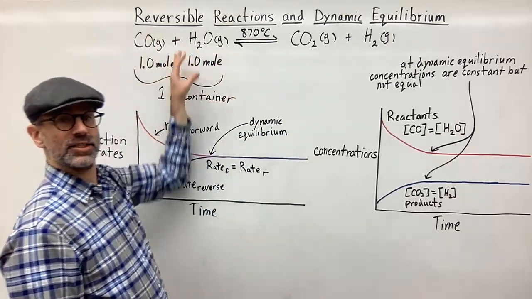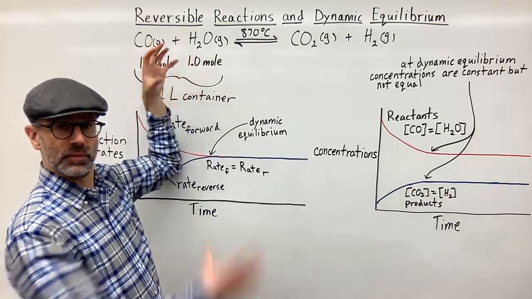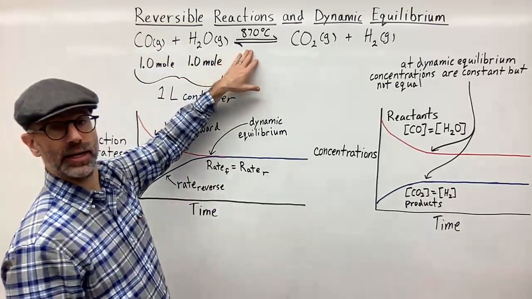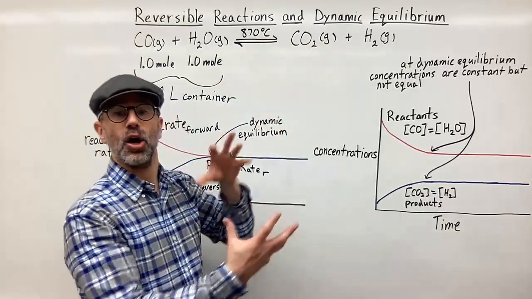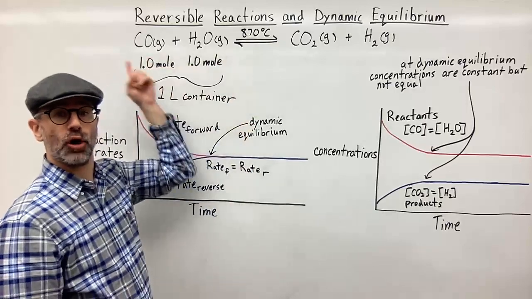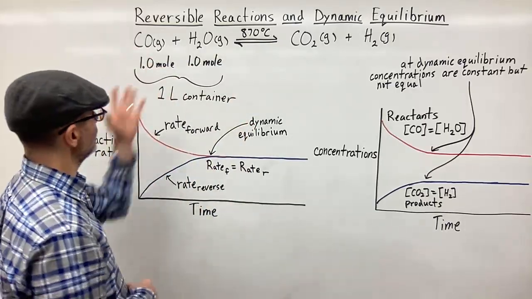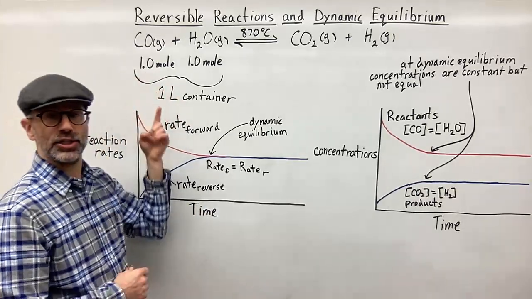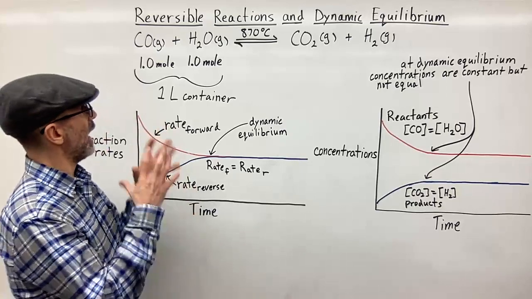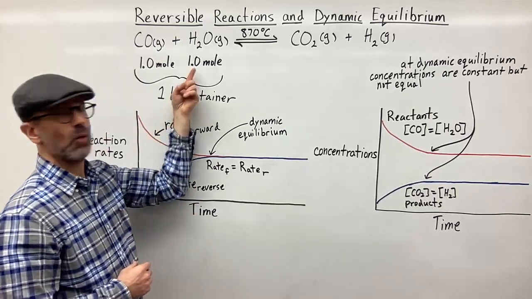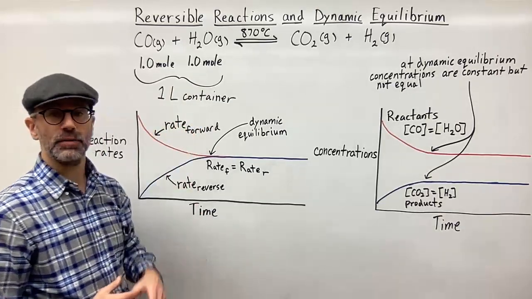So as these are colliding together in a container, then forming products, then the products can collide together to reform reactants, and so it goes back and forth. So in this example, you can imagine we have 1 mole of carbon monoxide added together with 1 mole of water vapor together in a 1 liter container.